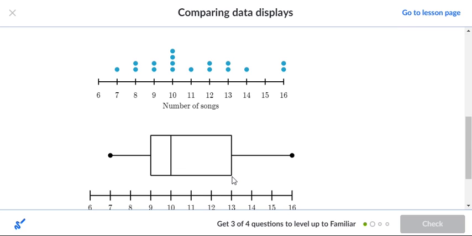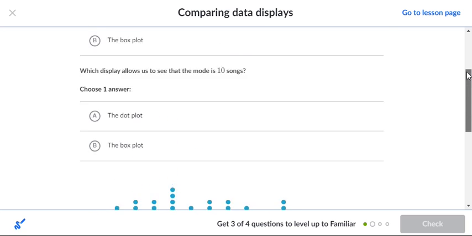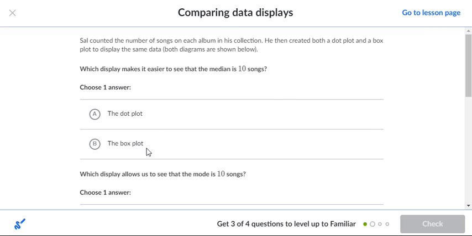These are your quartiles. This is your range, again, your high to your low. So since it uses the word median, we would go ahead and go with the box plot.